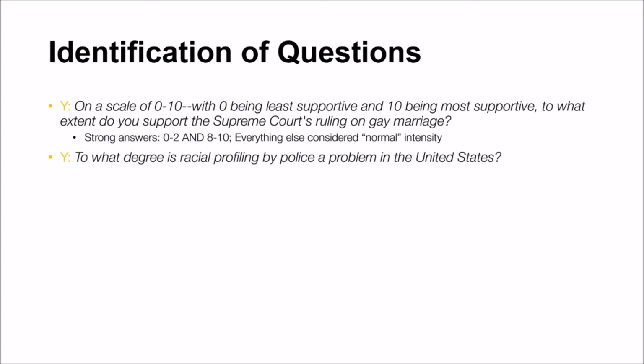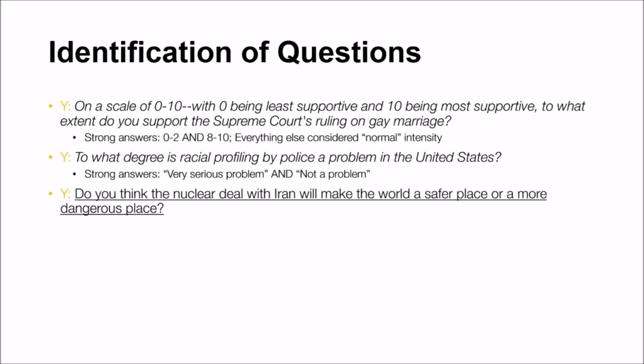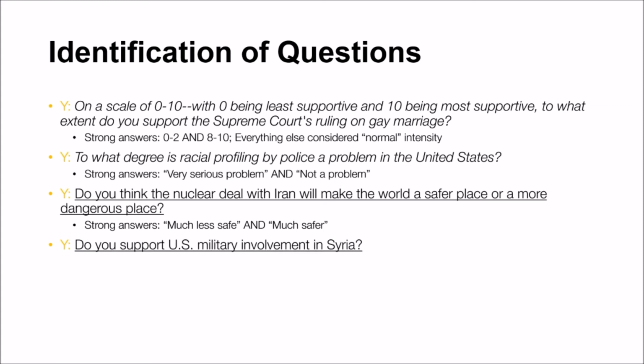To what degree is racial profiling by police a problem in the United States? In this case, there are 5 different choices, and I think our strong answers would be something like very serious problem and not a problem, right? Now we want to look at different types of policies that aren't necessarily social policies. We have the Iran deal, which is similar to the previous question, where strong answers will be much less safe and much safer. And do you support U.S. military involvement in Syria? We have yes and no, and for strong answers, because we only have 3 answers to choose from here, and then no opinion.